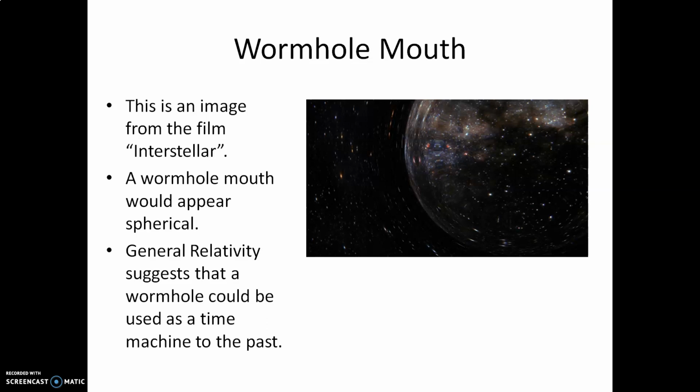three-dimensional space around us. As I described quite extensively in lecture, general relativity suggests that a wormhole could actually be constructed as a time machine to the past. There are some restrictions, however. It would only be useful to go back to a point in time after the actual construction of the wormhole. So because of this, time travel to the past without a wormhole is probably impossible.